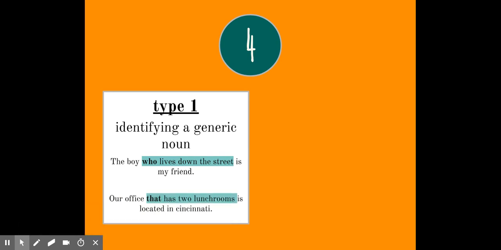Our office that has 2 lunchrooms is located in Cincinnati. Our office is located in Cincinnati. Okay. This sounds like there is one office, right? And that office is in Cincinnati.